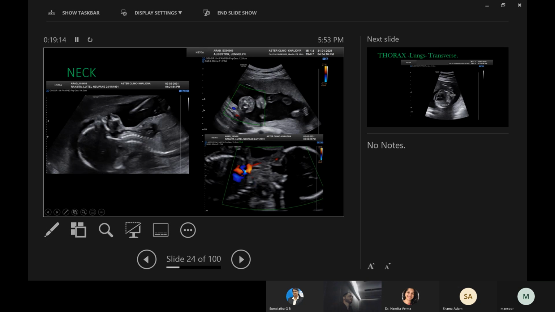Look at the larynx. If you start the cine here, you can see the laryngeal contraction, fetal swallowing and all. In this view, if there is esophageal atresia, you will see the dilated esophagus here.